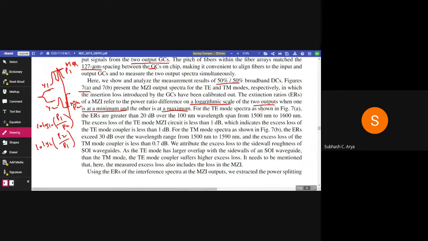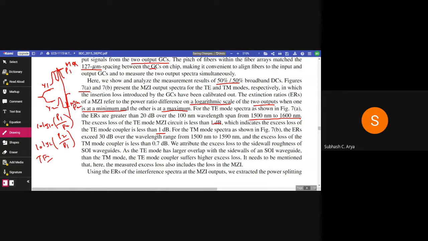For the TE mode spectra shown in figure 7a, the extinction ratio is greater than 20 dB over the 100 nanometer wavelength span from 1500 to 1600 nanometers. For TE mode, the extinction ratio is this. The excess loss of the TE mode MZI circuit is less than 1 dB, which indicates the excess loss of a TE mode coupler is less than 1 dB.